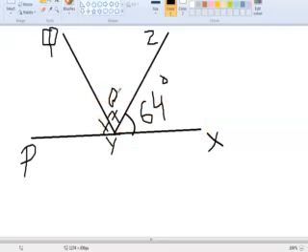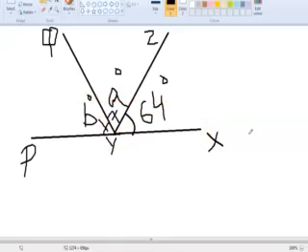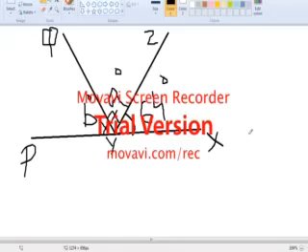Then you can say the sum of angles on a straight line is equal to 180 degrees. So a degree plus b degree, or even at first you can write the names like angle PYQ plus angle QYZ plus angle ZYX is equal to 180 degrees. Then you can write 64 degrees plus a degree plus b degree is equal to 180 degrees, and both are equal. Since QY is the bisector, angle QYZ is equal to angle QYP is equal to a degree is equal to b degree, you can write.